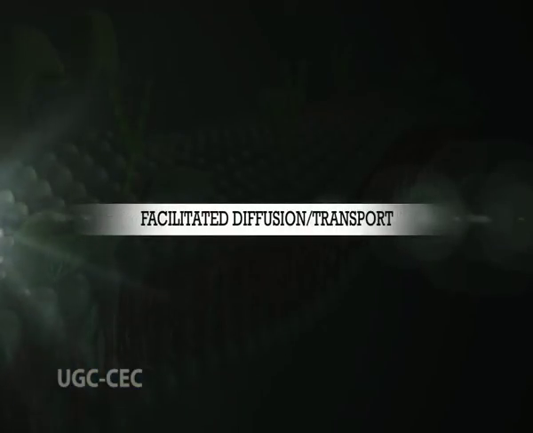The rate of transport in free diffusion is strictly proportional to the concentration difference across the membrane. So the greater the concentration difference, the greater the rate of entry or exit. Now let's look at facilitated diffusion or transport.